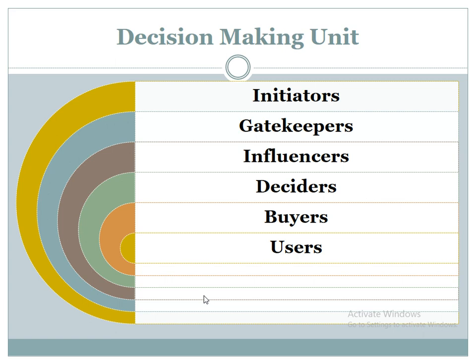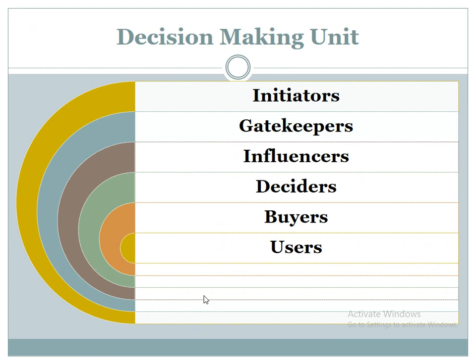It is helpful to industrial marketers in developing an effective promotional strategy if they understand the roles. The roles of the buying center members are initiators, gatekeepers, influencers, deciders, buyers, and users. So we will learn one by one. First we will start with who the initiators are.